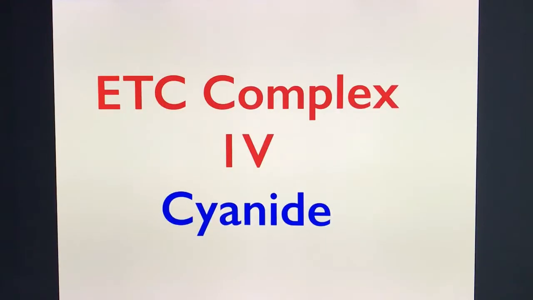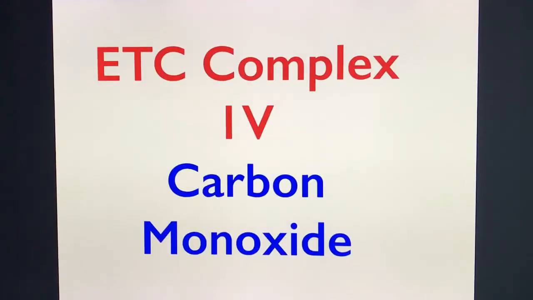Next flashcard is a site-specific inhibitor for the electron transport chain complex 4, which is your cytochrome oxidase. So cyanide inhibits complex 4 of the electron transport chain, or cytochrome oxidase. Another site-specific inhibitor of complex 4 is your carbon monoxide. So now we bring with us to the exam cyanide and carbon monoxide as the specific inhibitors of complex 4 of the electron transport chain, or cytochrome oxidase.